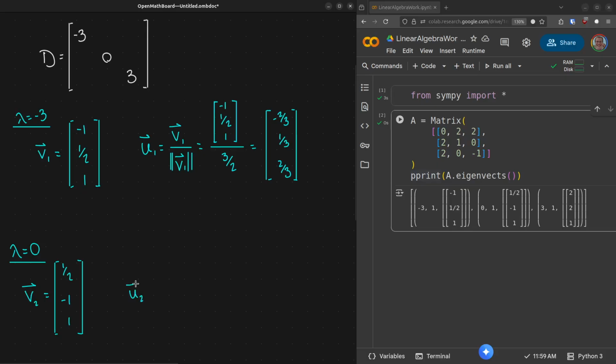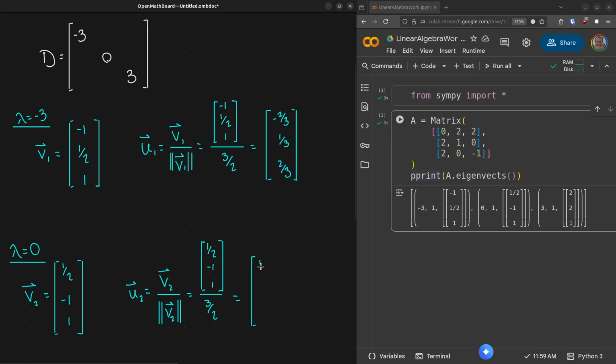So U2, I just want to be vector V2 normalized. Okay, so I'm normalizing each of these. I want unit eigenvectors. Notice the components in V2 are the same as V1, so the norm will be the same in both. Okay, so 3/2 is the norm of vector V2. 1/2, -1, 1. So I'm going to divide each component by 3/2.